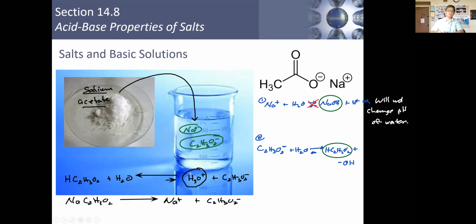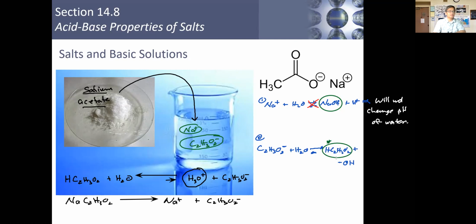We already saw the Ka is going to be very small, and so the equilibrium is not going to shift back that much. As soon as the acetate ion forms here, it's going to want to stay as acetate. Whenever the acetate reacts with water, you're going to form the acetic acid and the hydroxide ion right here.